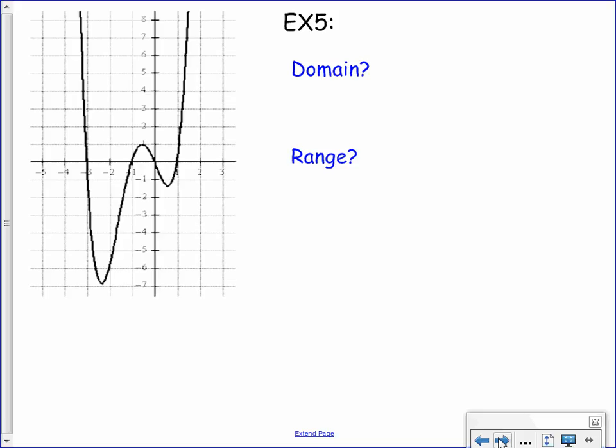All right, Baptist, what do you think? I got all real numbers. Is she right? Yes, here we go. For a domain, it's all reals, negative infinity to positive infinity. And then we bring the range.